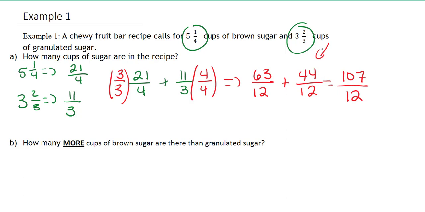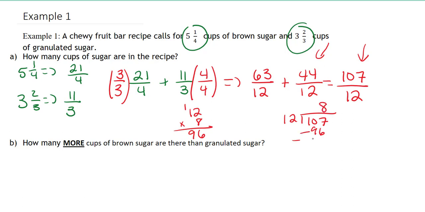So now we're going to convert it back into a mixed number. So 12 can go into 107 how many times? Well, 12 times 8, let's just check this. 2 times 8 is 16, then 9, so 96. So we got that 12 can go into 107 8 times.